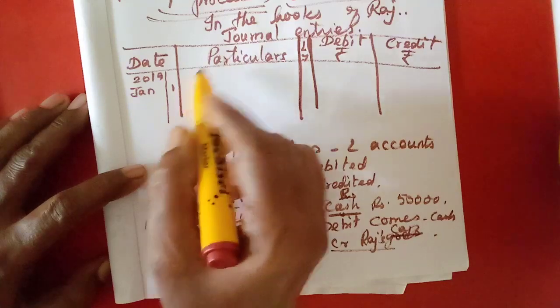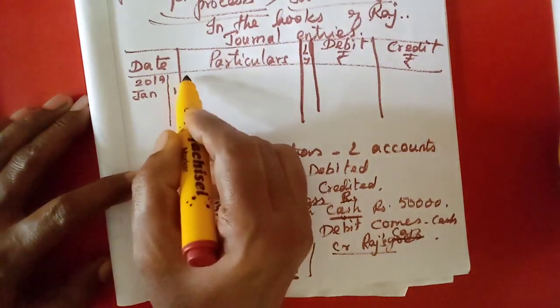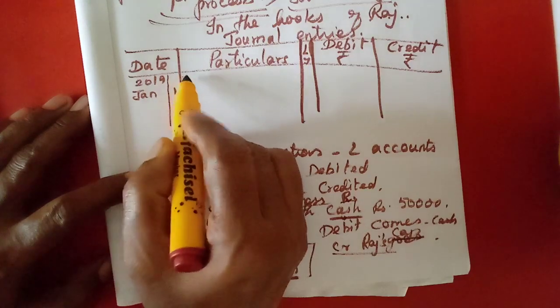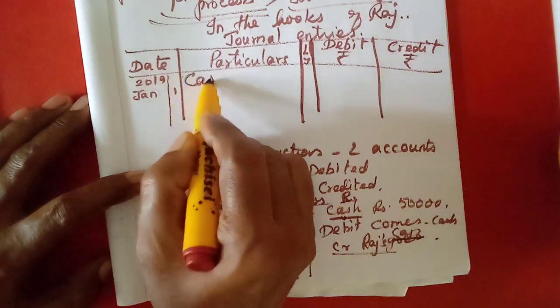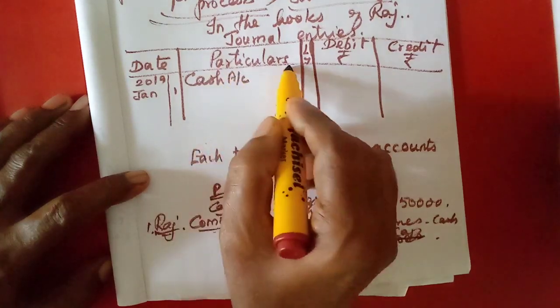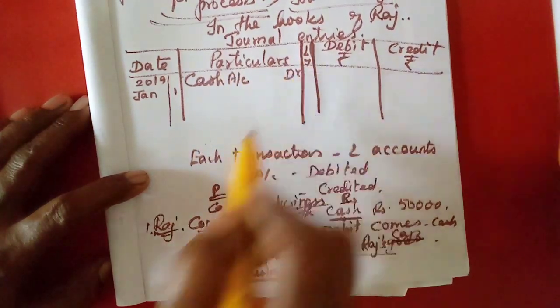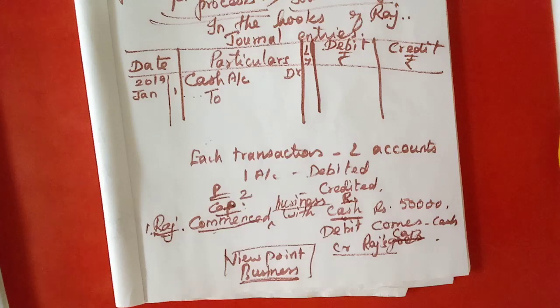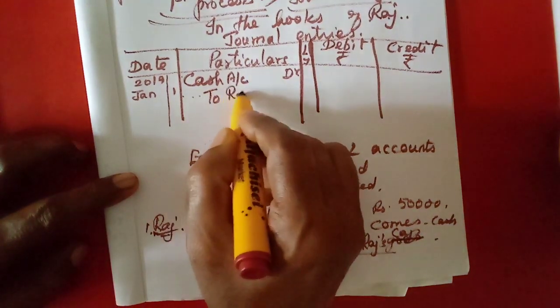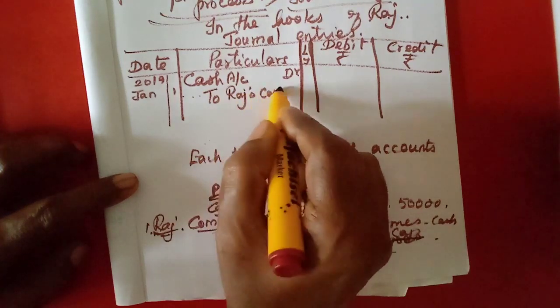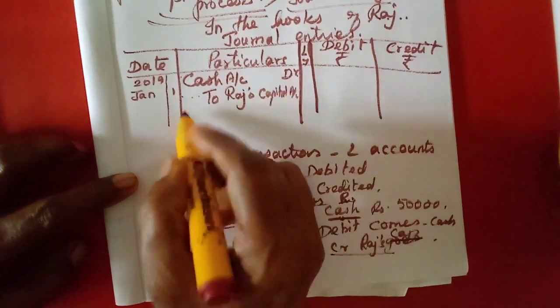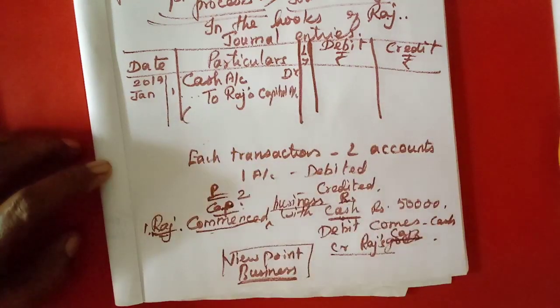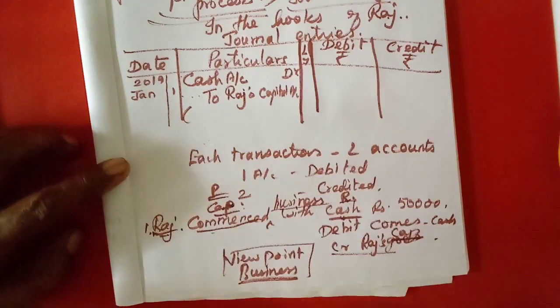How should we write the journal entry? First, we should start from this line. Cash account debtor. In the end, near the LF column, we should write Dr. Then leave a little space in the next line and write To, with the first letter in capital. Then write Raj's capital account.